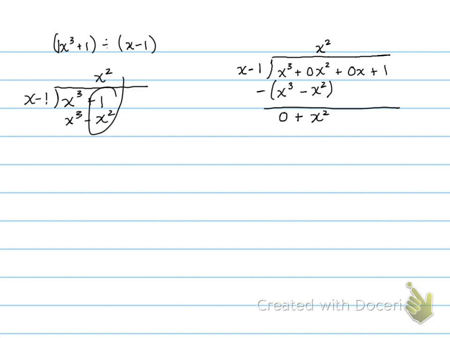So then we're going to finish subtracting 0x plus 1. So there's no longer an implied coefficient of 1 on the x squared. There is an implied coefficient of 1. So 0 minus negative 1 is positive 1.